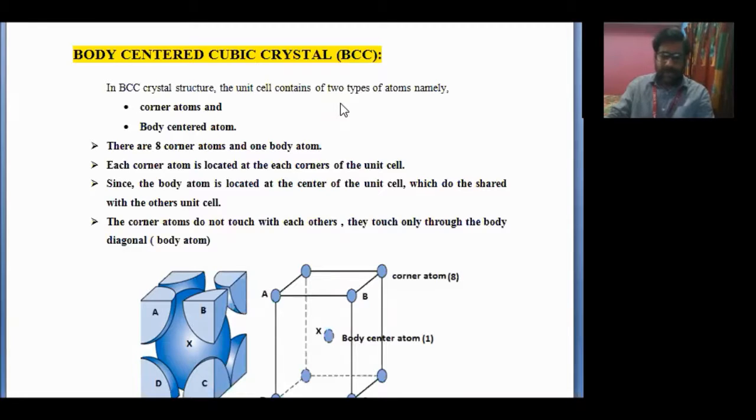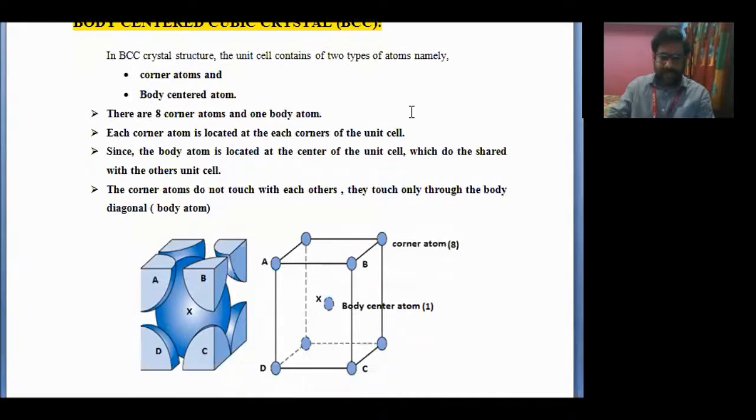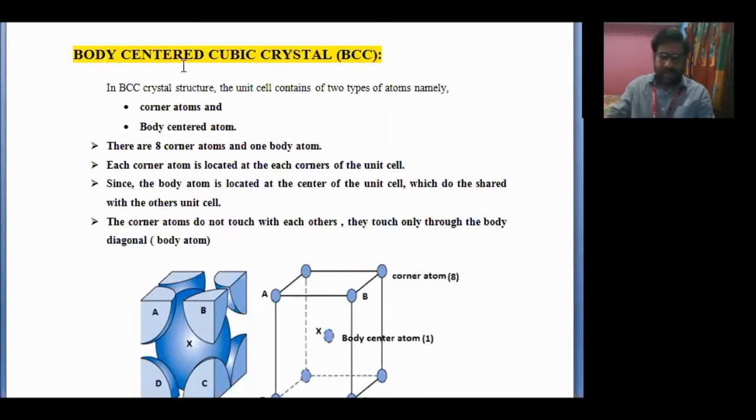namely number of atoms per unit cell, coordination number, atomic radius, and atomic packing factor. So today we are going to consider the body-centered cubic crystal.